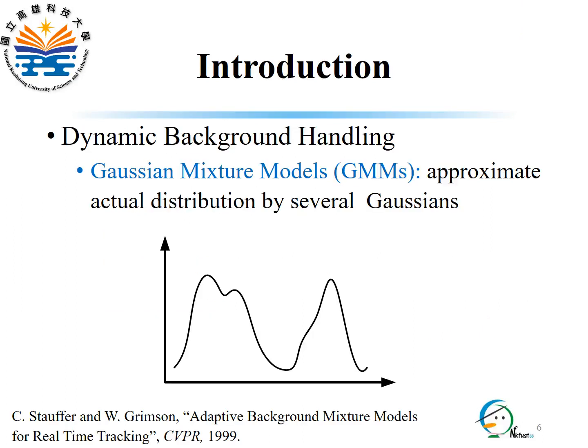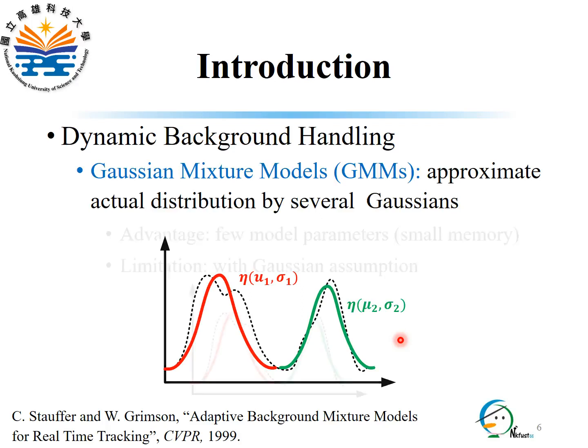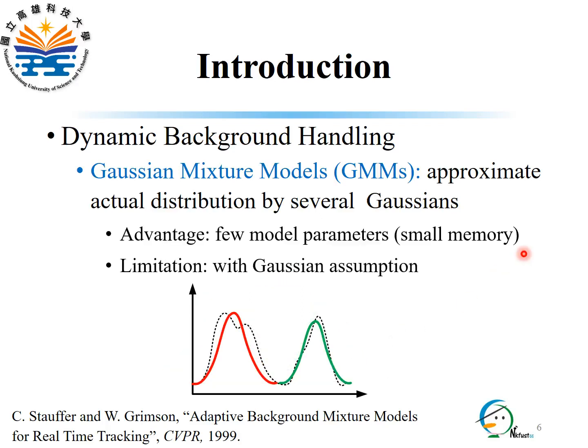In the literature, the models widely used to handle dynamic background are Gaussian mixture models and the non-parametric model. The use of GMM is to approximate the actual distribution by several Gaussians. For example, this distribution can be approximated by two Gaussians. The advantage of the GMM is that only a few model parameters are needed for modeling. But assuming the distribution of any background point to be a mixture of Gaussians is unrealistic.